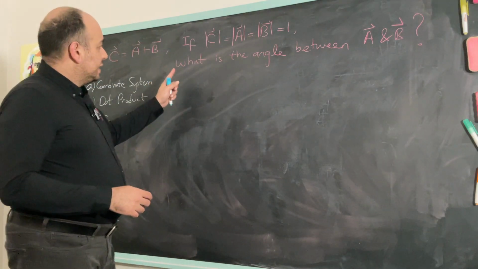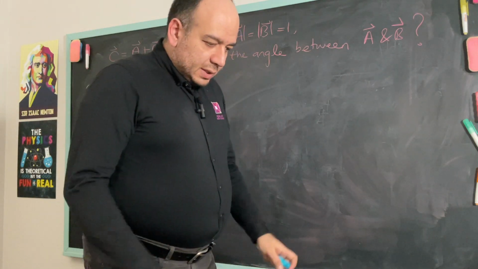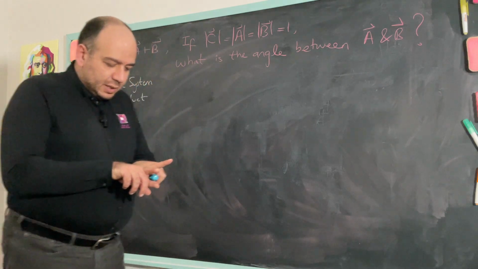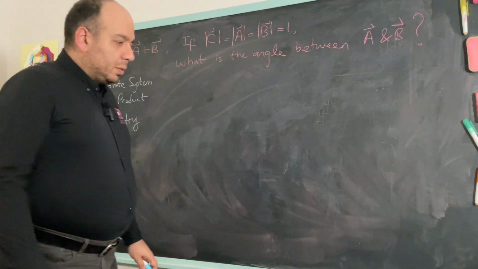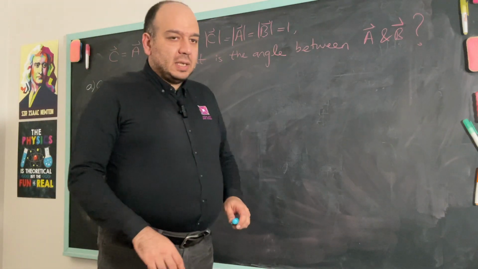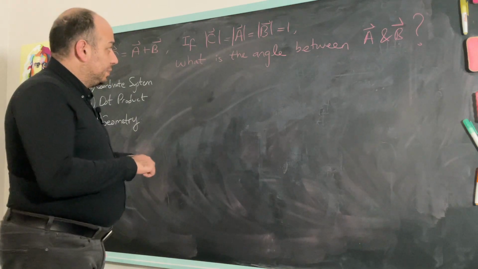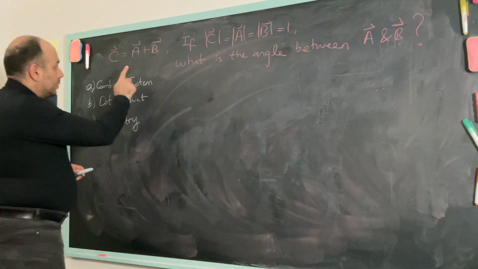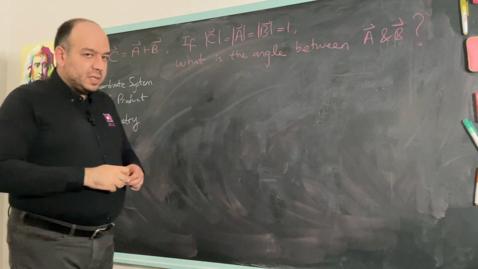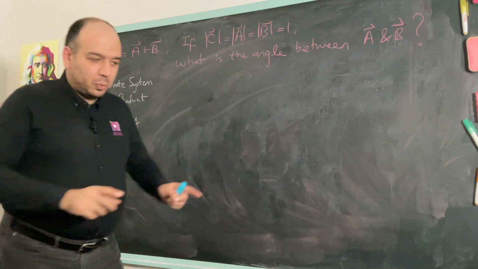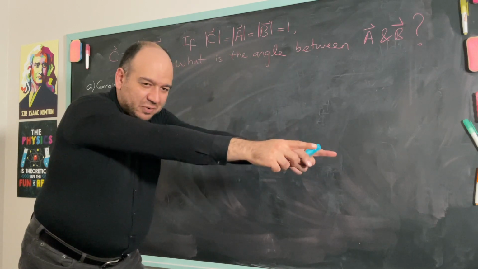So they say, what is the angle between A and B? Since there is an angle between A and B, these two vectors are going to define a plane, right? By the way, A and B cannot be parallel or anti-parallel. Why not? A plus B gives us C, right? If A and B are parallel, let's suppose they are pointing in the same direction. So A and B, right?